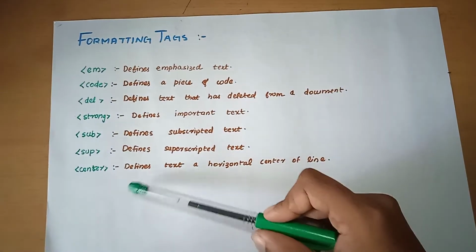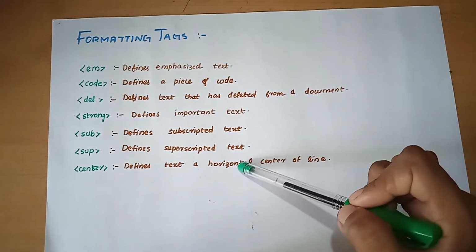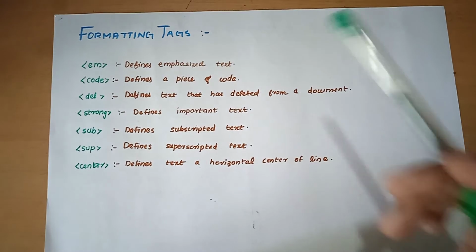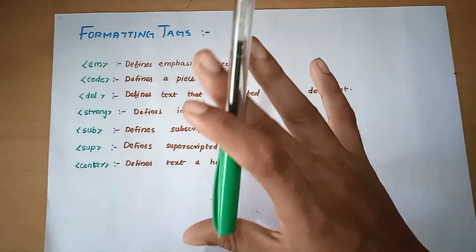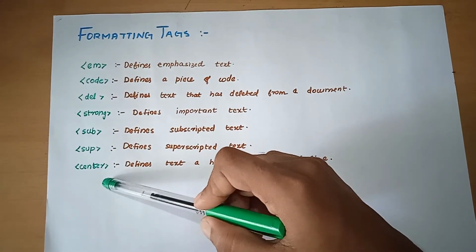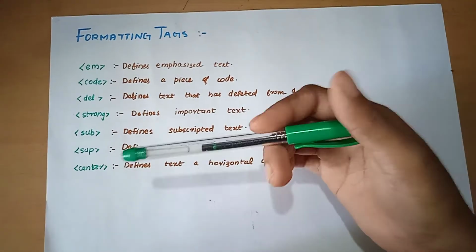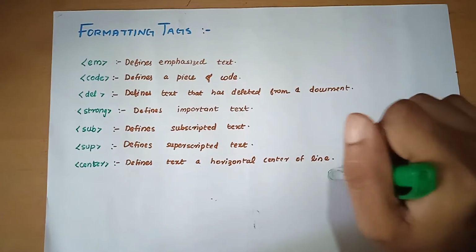Then the next one is center, which defines the horizontal center of the line. Normally center is used for headings, because we always use the headings at the center of any type of pages, right? So center mainly defines the horizontal center of the line.